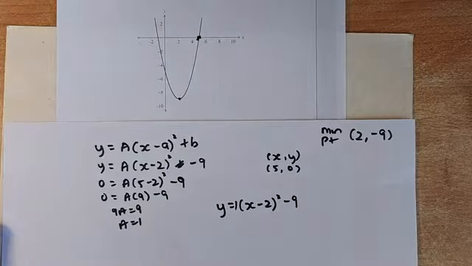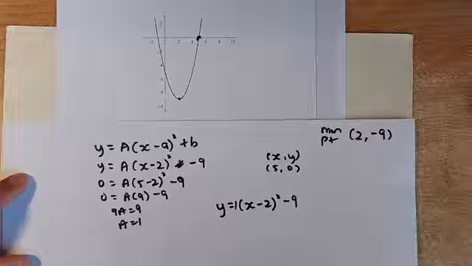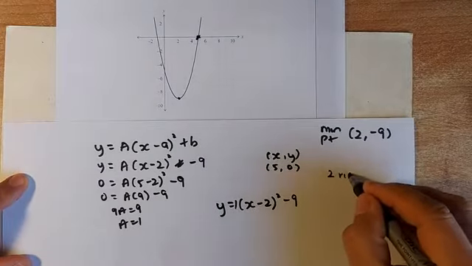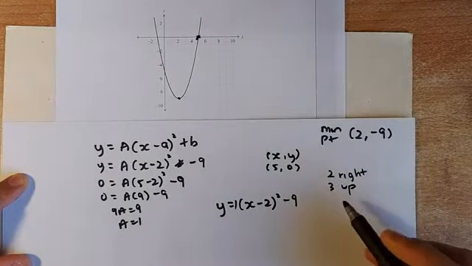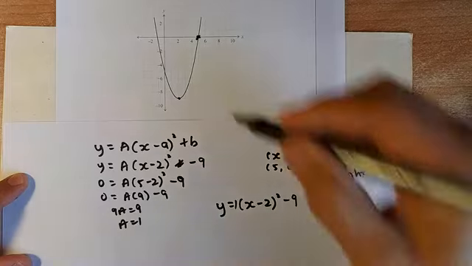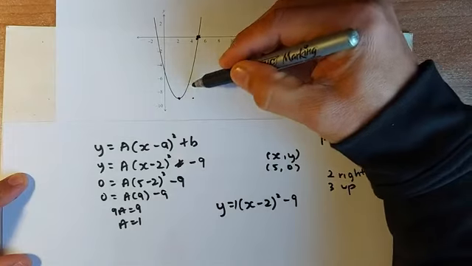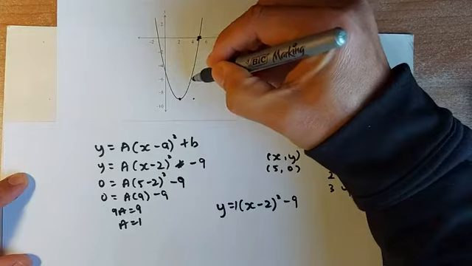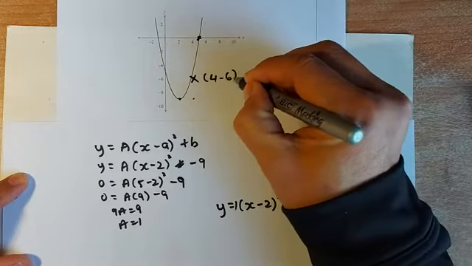Now we shall look at the next question, which is a merit question. What happens if the graph moves to the left or to the right or up and down? Suppose we decide to move the graph 2 right, 3 up. If the graph moves 2 right and 3 up, you move from here 2 right, 1, 2, so that's the point, and going up 3, 1, 2, 3, that is your new minimum point. That minimum point is now (4, -6).